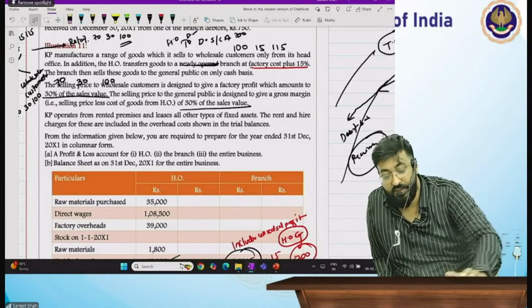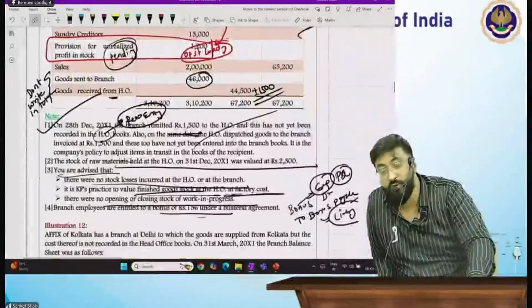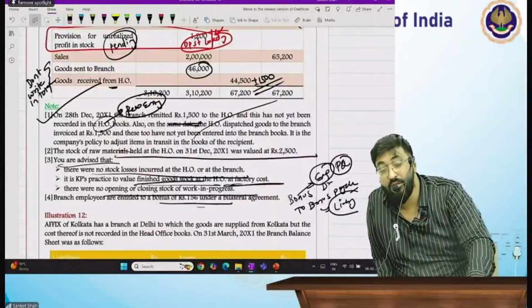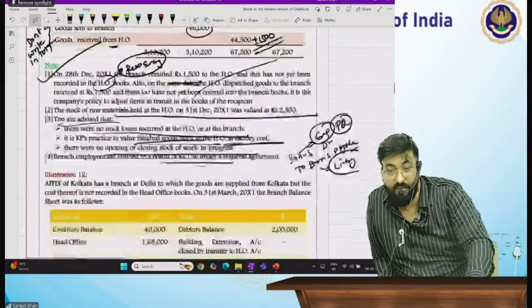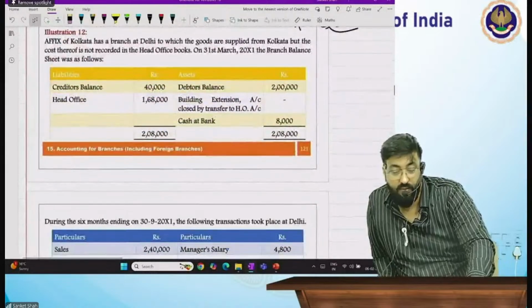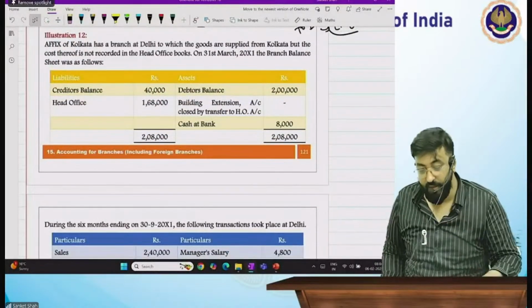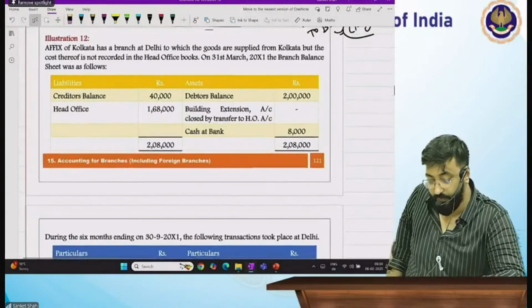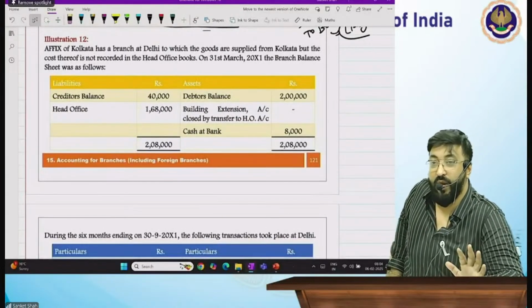Okay, so the same problem is solved in the inter-process profit. Whose stock? Branch stock has loading. So process 2 stock has loading of process 1. Process 3 stock has process 2 plus process 1. Okay, understood? Yes, sir. Have you solved question 12? No, sir. Anyone solved 12? Beta, anyone raise your hand.